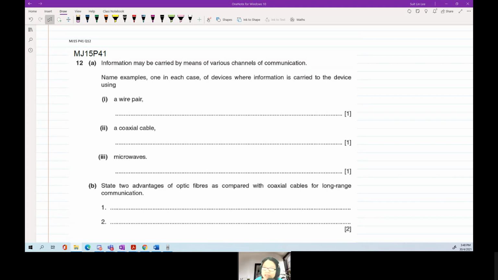Name examples, one in each case, of devices where information is carried to the device using a wire pair, a coaxial cable, and microwave. Okay. So this one is fairly easy. So wire pair. Remember I said telephone? Your 3.5 mm jack, so loudspeaker.